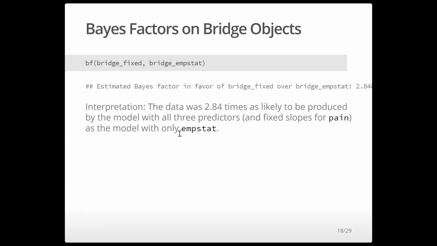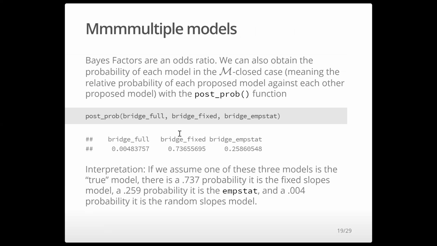So we can compare multiple models at the same time using Bayes factors. They call this the M-close case. So this is the relative probability of each proposed model against each other proposed model. And we could call this on bridge objects with the post-prob function. So the interpretation of these results is that if we assume that one of these models is the true model, there's a 0.737 chance it's the fixed slopes model, a 0.295 chance it's the MStat only model, and a 0.004 probability it's the random slopes model.